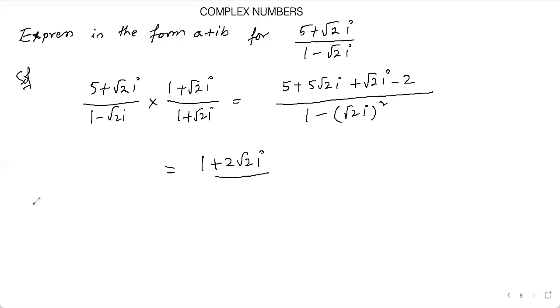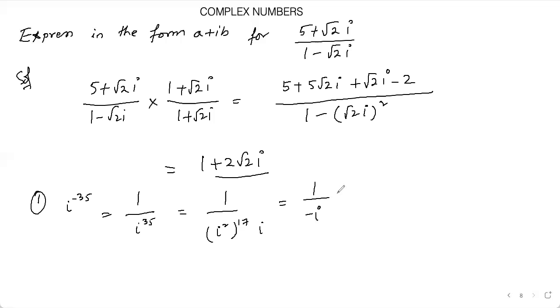Also, let us find i to the power of minus 35. Okay, this is 1 by i to the power of 35. And we know that (i square) to the power of 17, because 17 into 2 is 34, right? And i is still left, so that will be 35, right? So i square is minus 1, so to the power of 17 will be minus 1. So you'll get in the denominator as minus i. Again, multiply and divide by i, which will lead to i.